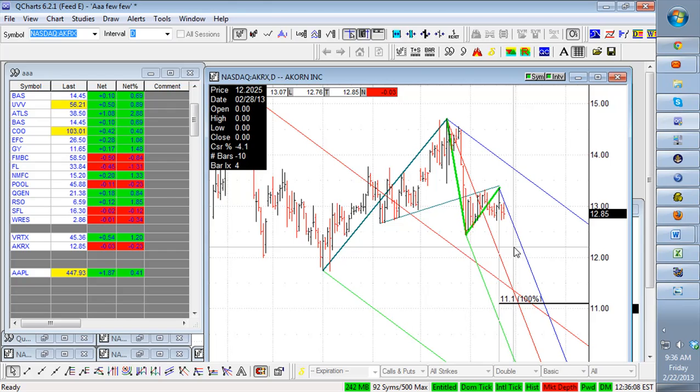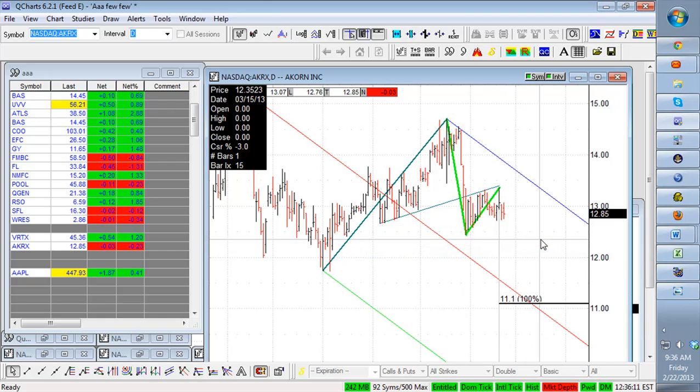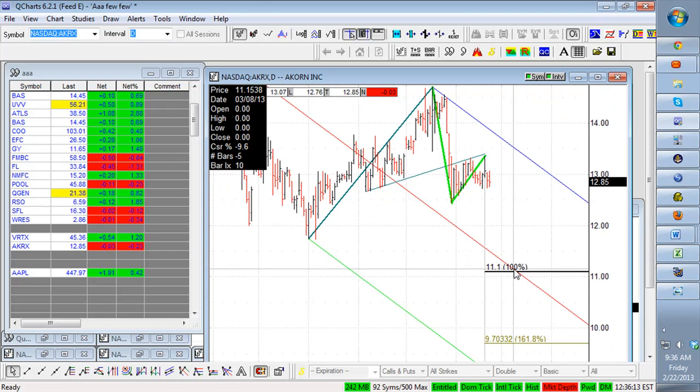Okay, here we go. And here we have our 100% point down at 11, and we're in over here around 13. So we're really closer to 20% or more. Let's say it's only 20%. And if your risk is 3 or 4%, then this is more like 4 or 5 to 1.